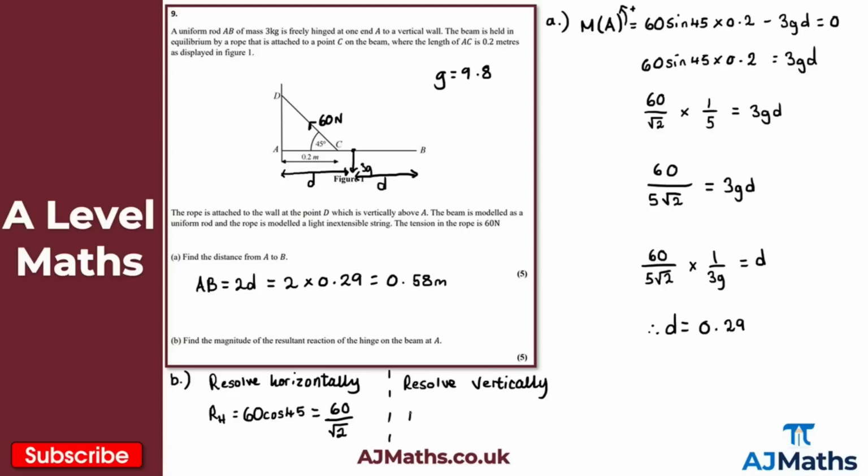In this case, if I call this RV, then what I'm going to get is 60 sine 45 going this way. Now, resolving vertically, I get 60 sine 45, and opposing this we have the 3g, which is in the opposite direction. If I take up as positive, which I should have actually assigned, then I get 60 sine 45 minus 3g.